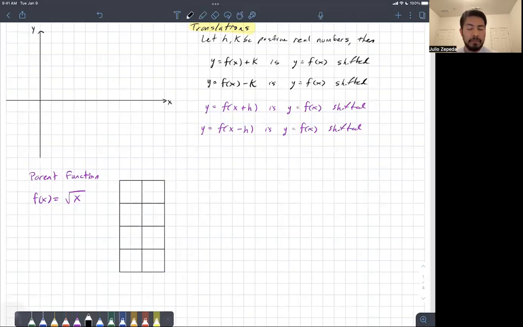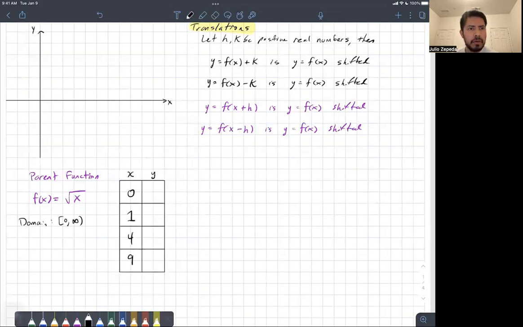And if we use a calculator, we can find the square root of that number, but we're going to work with nice numbers today. So just remember the domain of this function is from 0 to infinity, including 0. And so we'll plug in a few numbers, a few x values. Our x values will be 0, 1, 4, and 9.